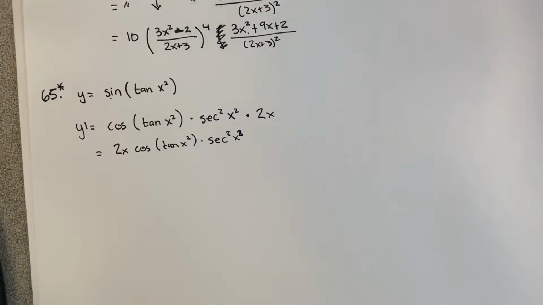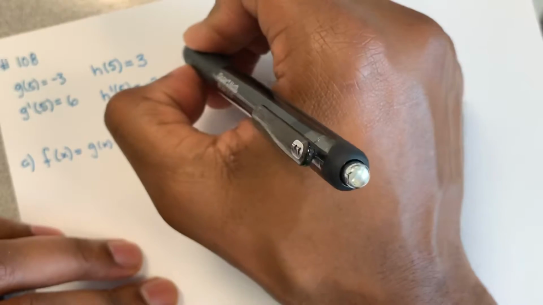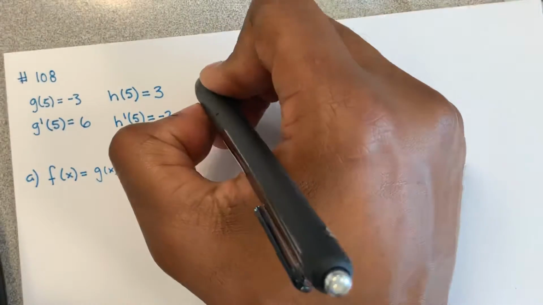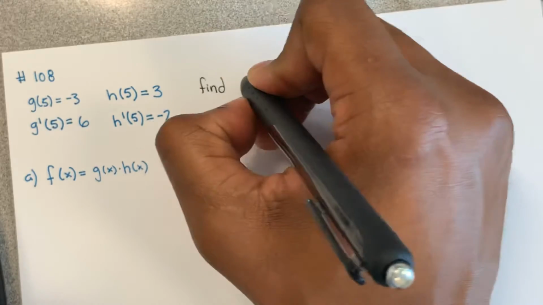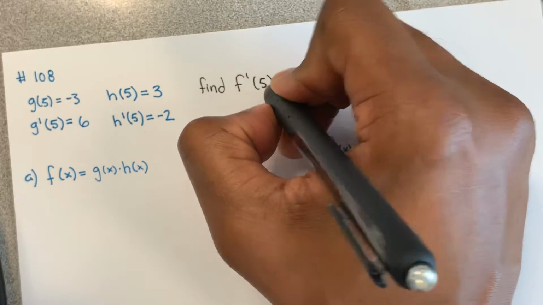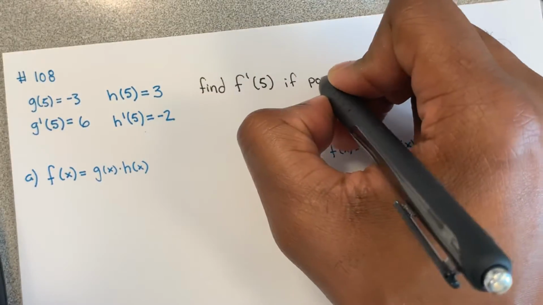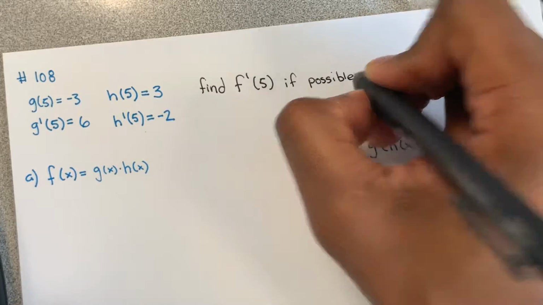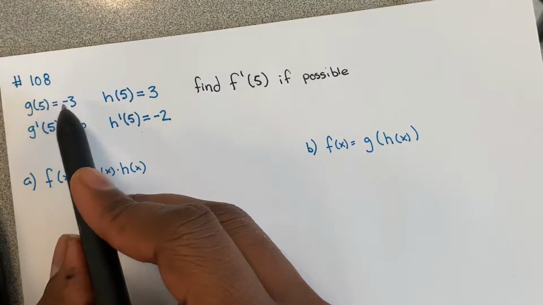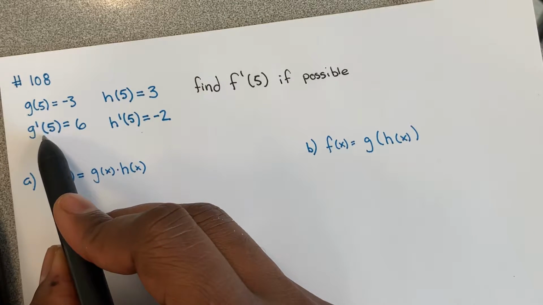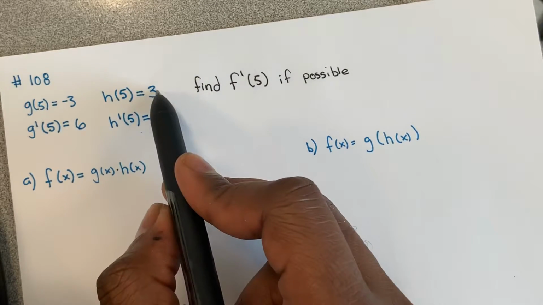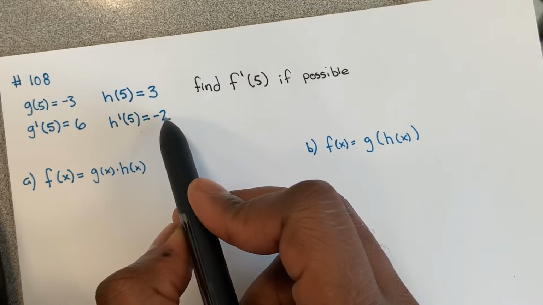Okay, so our final example is going to be one of these more open questions where you're given some information and you have to determine if something exists. Here we're trying to find f prime of 5, if possible. So we're given that g of 5 is -3, the derivative of g at 5 is 6, h of 5 equals 3, and h prime of 5 is -2.